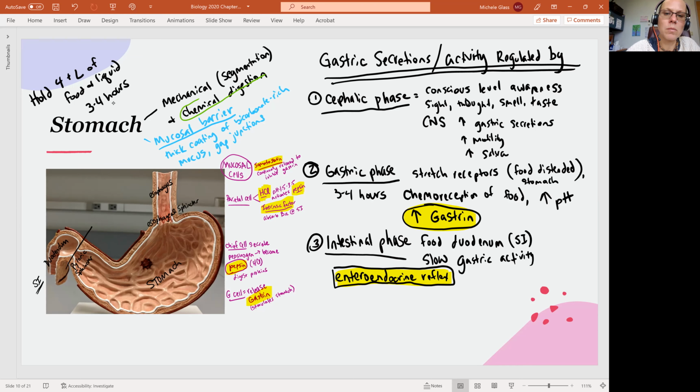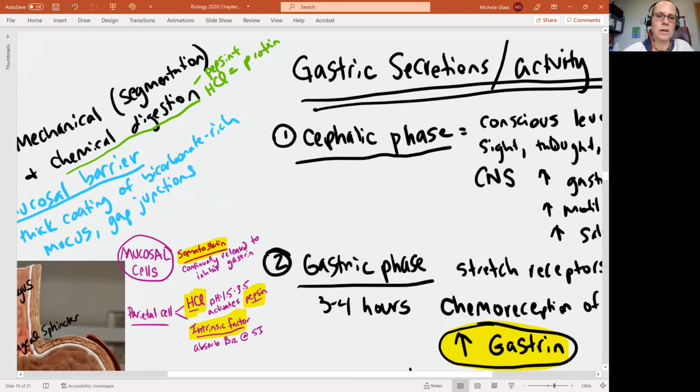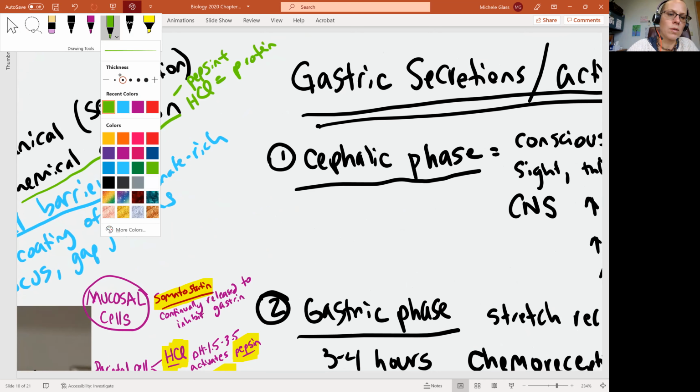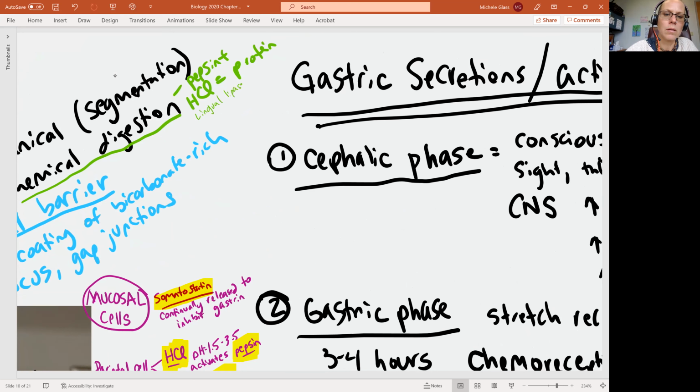So when we talk about this chemical digestion, we're going to see, of course, pepsin and hydrochloric acid, which are going to break down protein. So we have pepsin and hydrochloric acid, important in breaking down proteins. And then we're going to see that your lingual lipase continues to digest lipids.